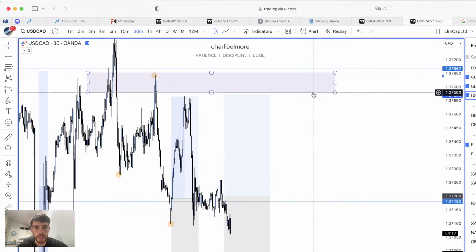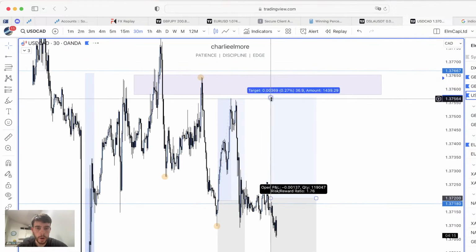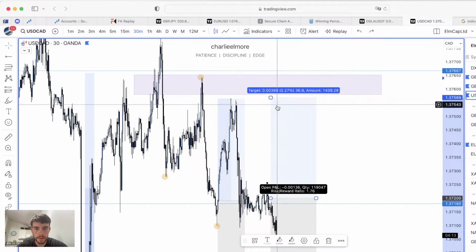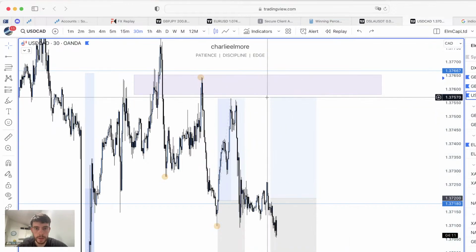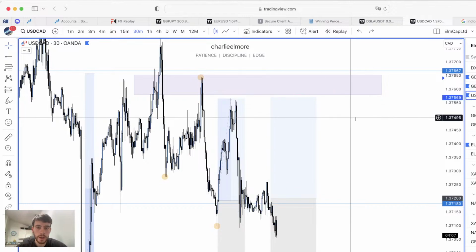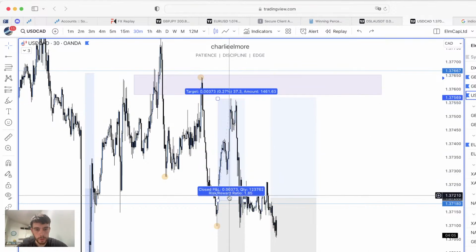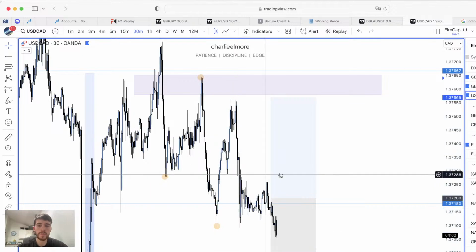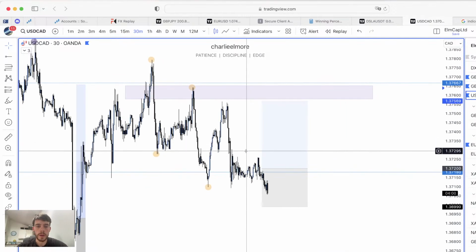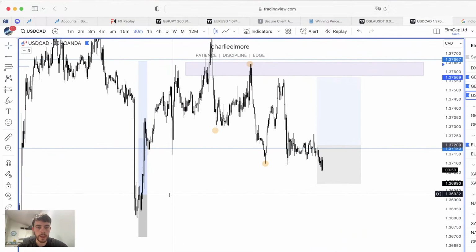Because the key is with these, I'm not going exactly to the area. That's why that specific TP is just below there. I always like to go just a few pips shy, but that would have hit TP for a 1.8. So that was the trade on there.